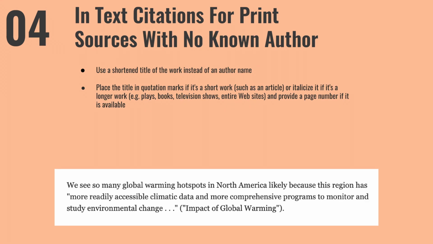The fourth form of in-text citations is for print sources with no known author, and this is where you use a shortened title of a work instead of the author's name. You place the title in quotation marks if it's a short work, like an article, and then italicize it if it's a longer work, like a play or a television show. You also provide a page number if it is available, and an example is provided there as well.